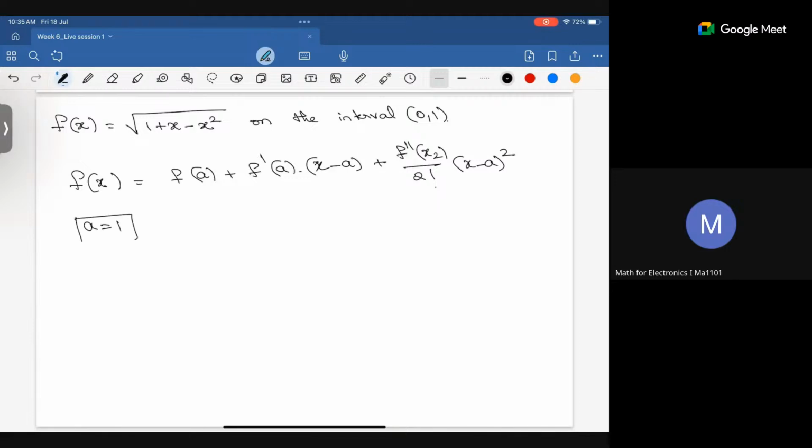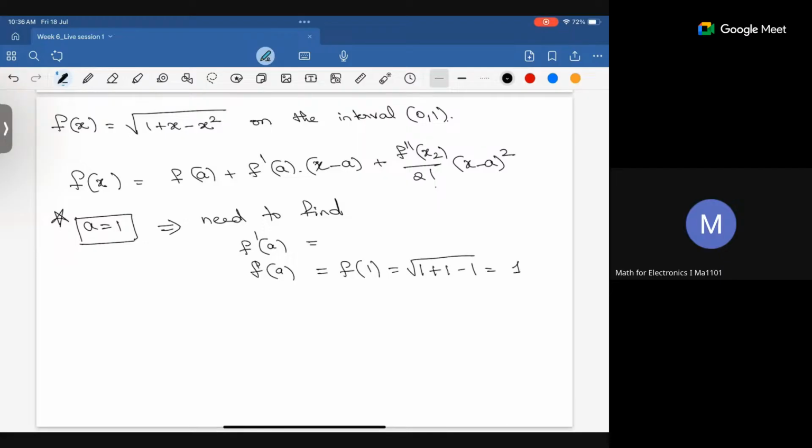A is 1, because in the question they ask that we want linear approximation around x equals 1. So a is 1, right, and then we need to find f prime of a and f of a. We need these two things. f of a is very easy, which is f of 1. All I have to do is substitute 1, which gives me 1.